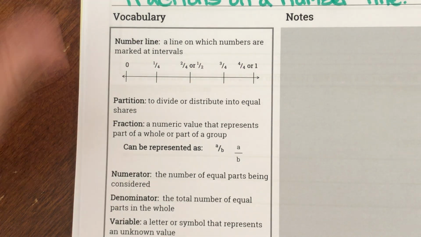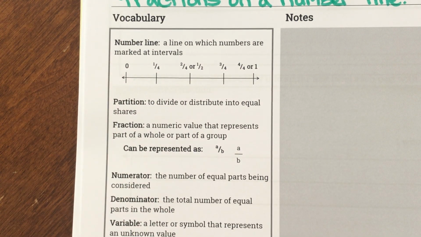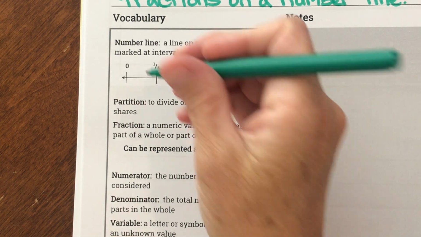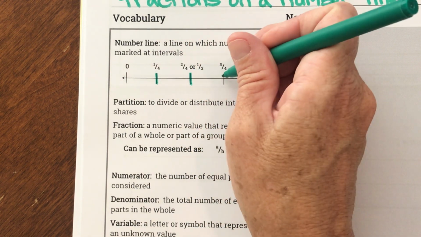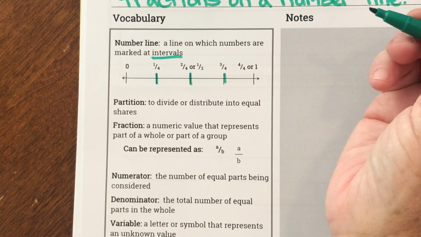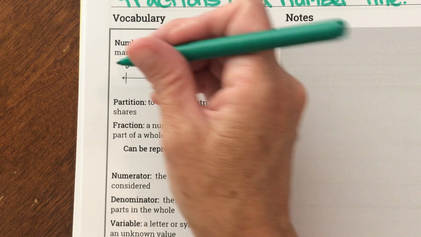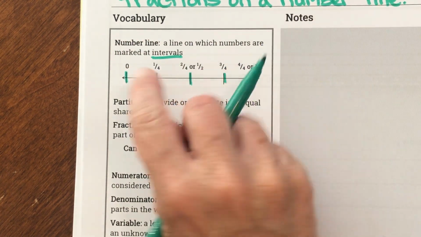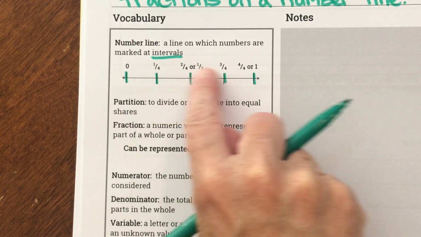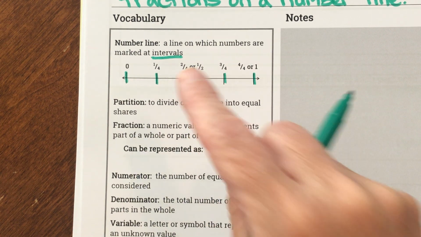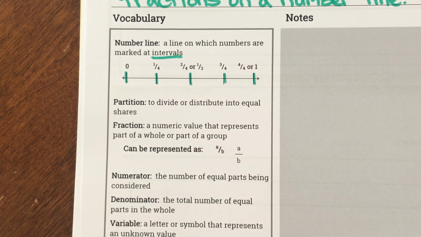Okay, let's look at our vocabulary. We do have a new vocab word, and it is what is a number line. It says a line on which numbers are marked at intervals. So the intervals are these lines right here. Those are what our intervals are. So that's where you put the number underneath or on top of the interval line. Okay, our next word is partition, and we've talked about that means to divide or distribute into equal shares or to cut into equal shares.